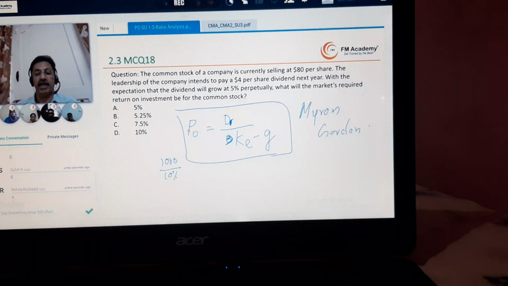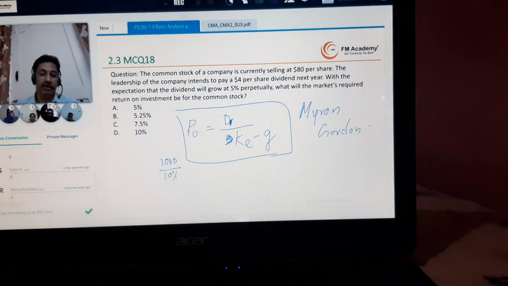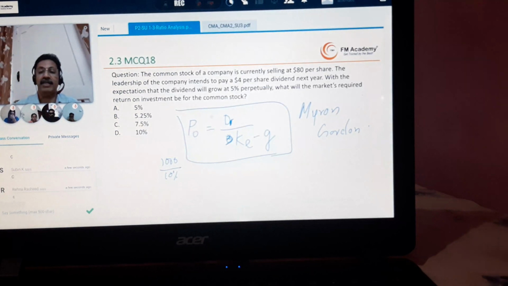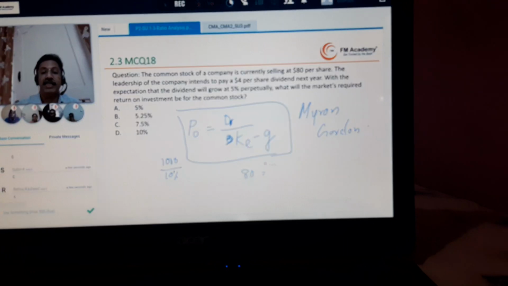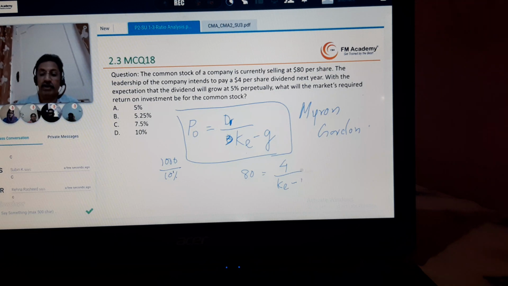Thomas Matthew will be covering the same formula when he is taking the valuation for you, share valuation for you. So here it is given that currently it is selling at 80. So that is the present value of the future stream of dividend. So next year you are going to get $4 as dividend. So KE is what they are asking you to find out. 5% is the growth you are having. So solve this for KE, you will get the answer.